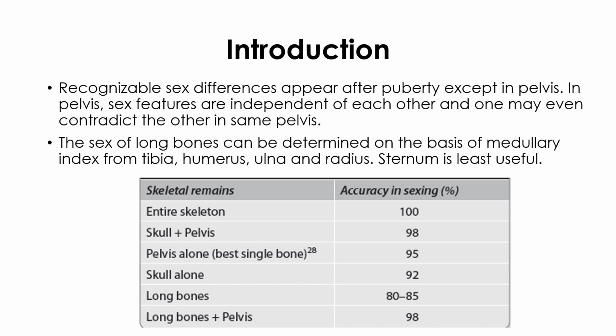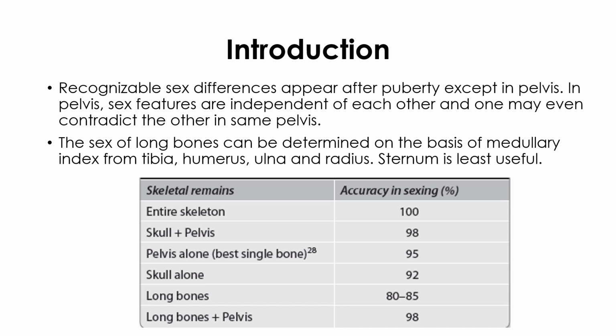Then coming to the sex of long bones, it can be determined on the basis of the medullary index of the tibia, humerus, ulna and radius. So these are the things which we have to consider, the medullary index. The sternum is least useful, but it can be considered in some cases.